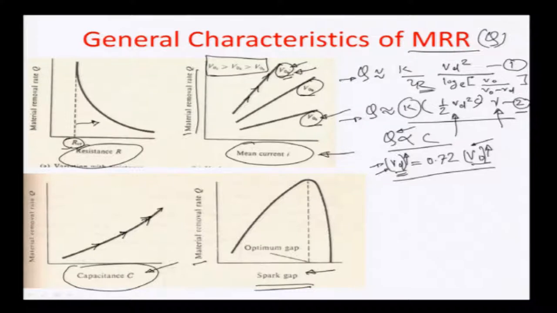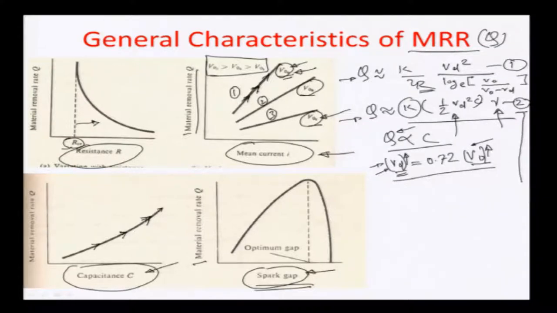Thus, these characteristics of different V operating lie on different straight lines from 1 to 3, as can be seen in this particular graph. One more important point is that as the mean current increases, it automatically means that the discharge voltage is also increasing, because it is really a function of the gap resistance, and therefore, with an increase in mean current, as you can see, the material removal rate is also increasing. The other important factor in these characteristics is how the material removal rate varies with the spark gap.